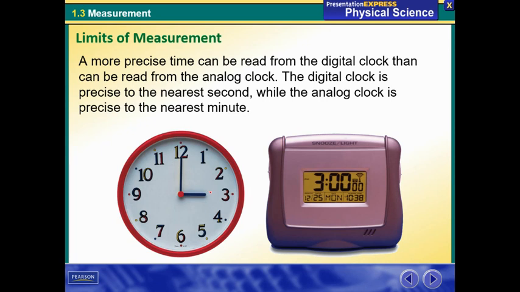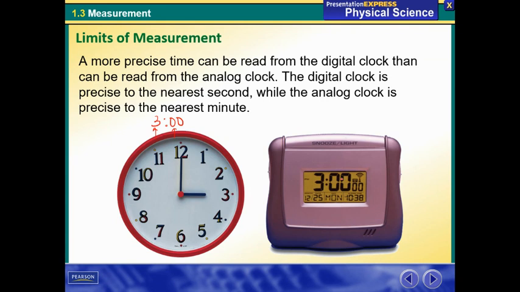Now it says the digital clock is precise to the nearest second, while the analog clock is precise to the nearest minute. And all that means is, if you are reading the clock on the left, the little hand points to the 3, so that shows me my hour mark, so I'm at 3 hours. And then my long hand points to my time, so at 12, it is exactly 3 o'clock. Again, this shows me my hour, and this shows me my minute, and there is no other hand on this clock to show me my nearest second.